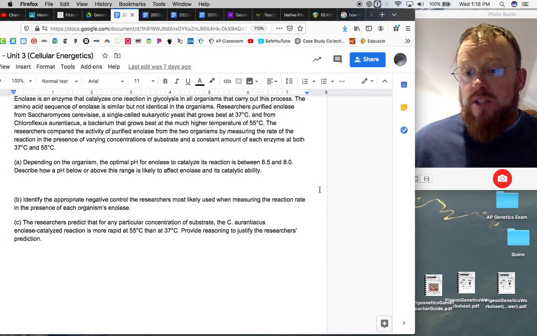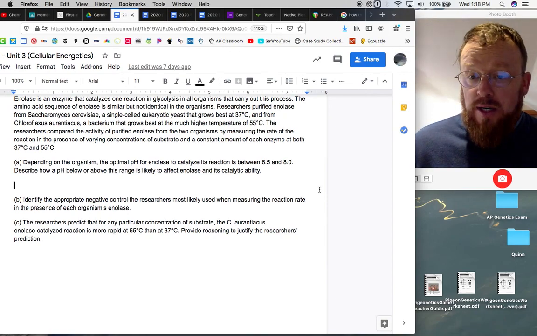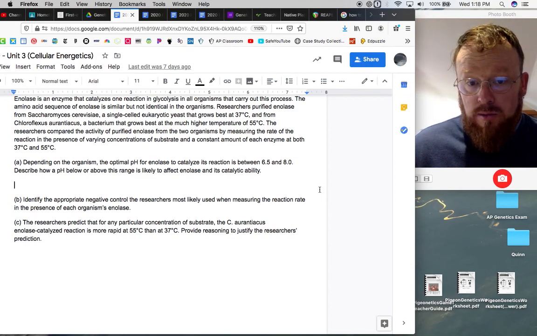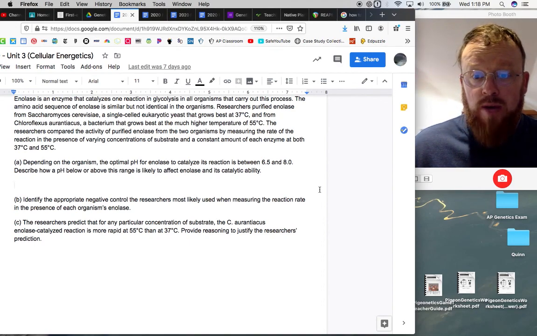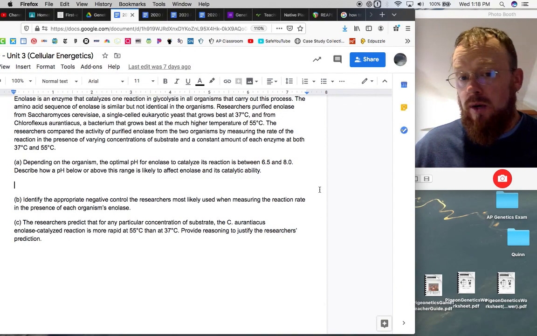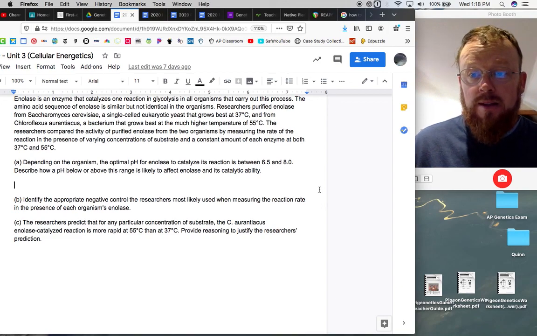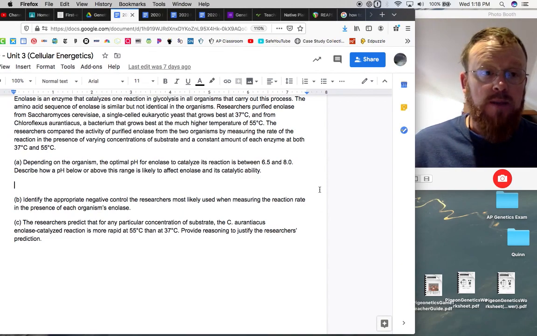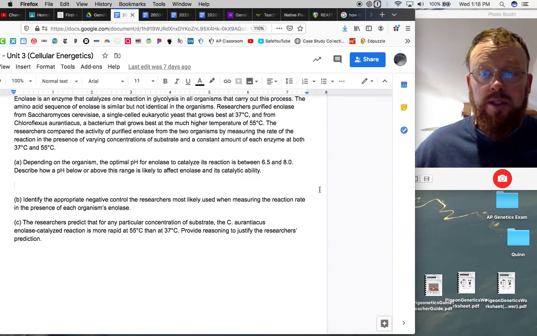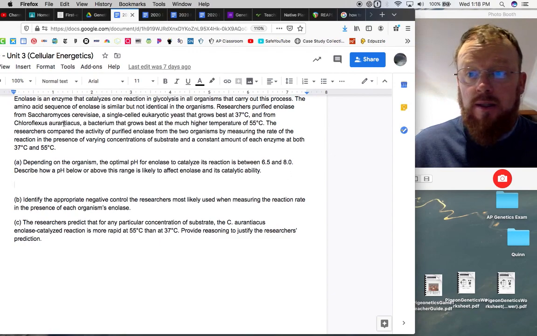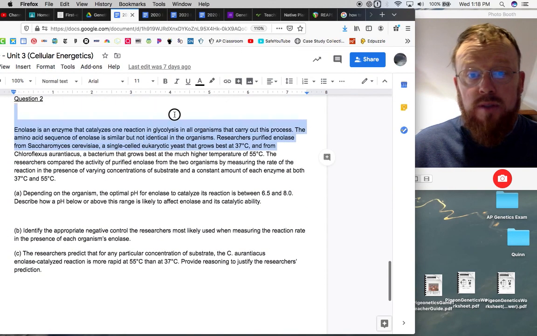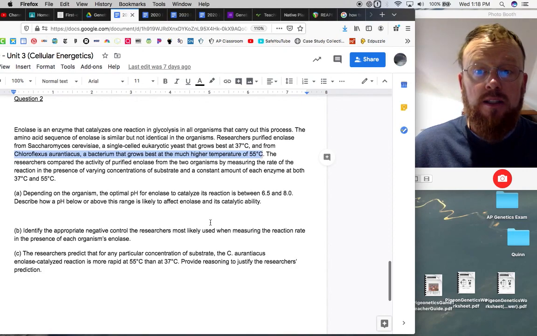Okay, C, the researchers predict that for any particular concentration of substrate, C. aurantiacus reaction is going to be more rapid at 55 than 37 degrees. Why do the researchers think this? Well, that's because the enzyme from that organism is optimized to work in a 55 degrees Celsius environment as indicated here, right?